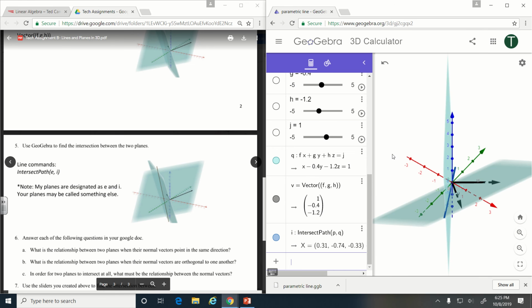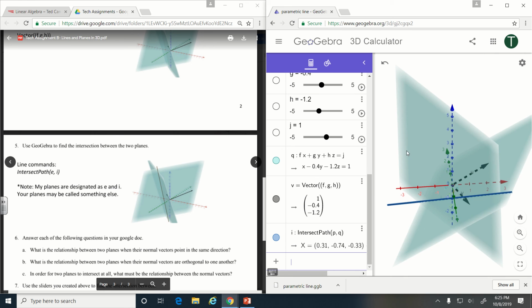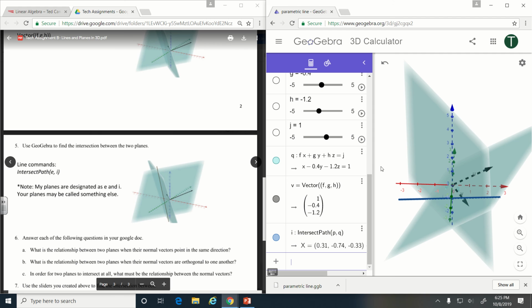All right, and so you can see that blue line represents a linear path between those two planes. So those two planes intersect one another, and it creates a linear function, all right, in 3 space. Now that linear function is actually represented, and I actually made, shockingly, a notation here. My planes are designated as E and I, your planes may be called something else. All right, so in this case it's P and Q.